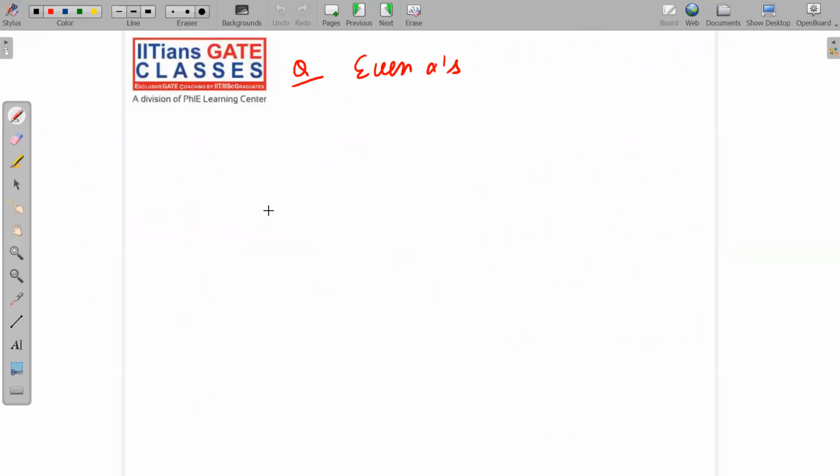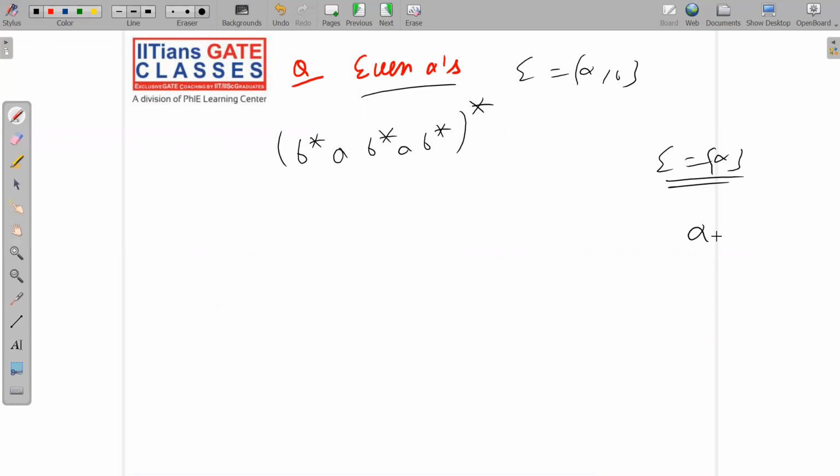That's it. Next, even number of A's. Even number of A's is again very, very simple. How will you write? See, even A's means the number of A's is a multiple of 2. Any number of B's, then A, then any number of B's, then A, then any number of B's. So star. Okay, see, in here sigma is A comma B. If sigma was only A, I have already told you double A star is nothing but even number of A's. So here also, exactly where you have written, apply star, you will get the answer.